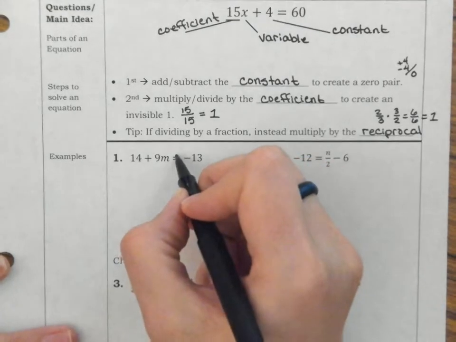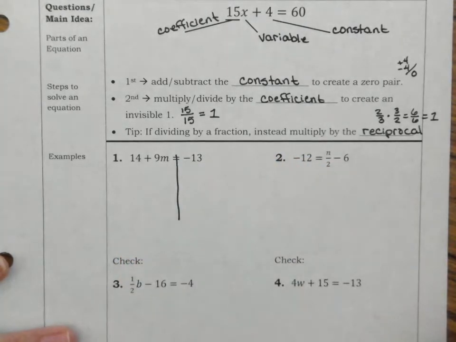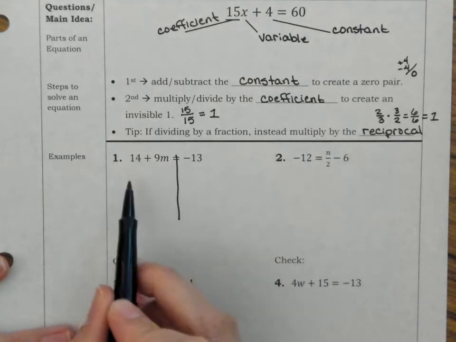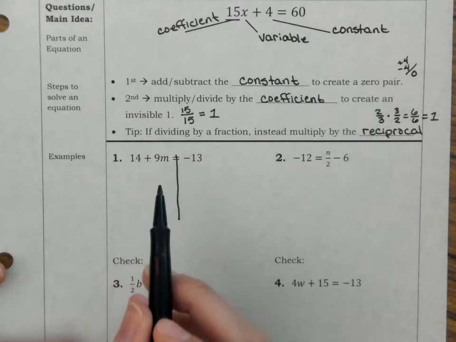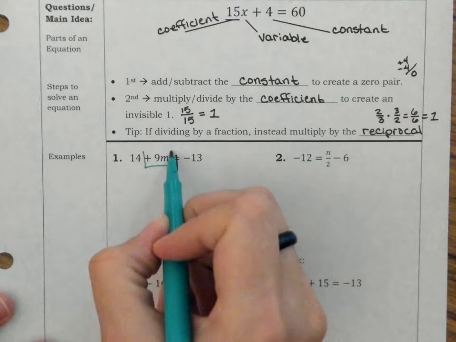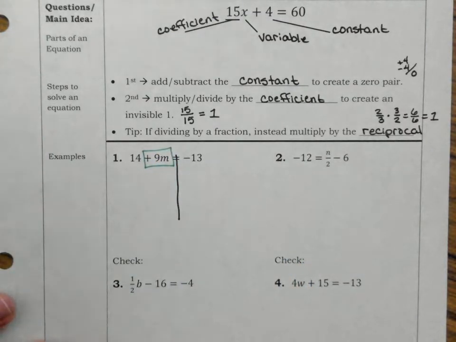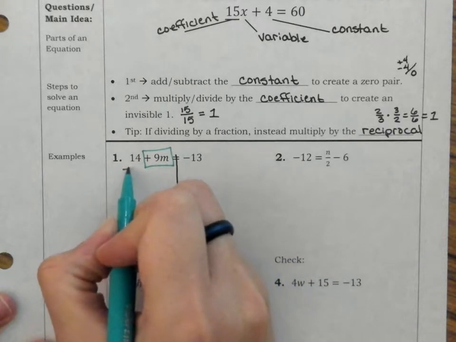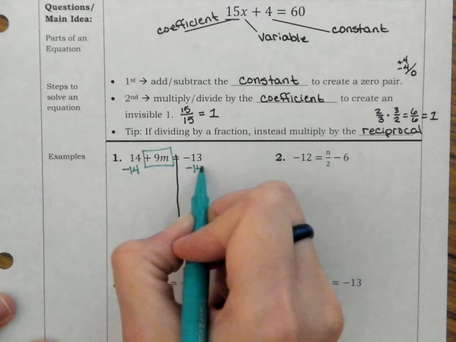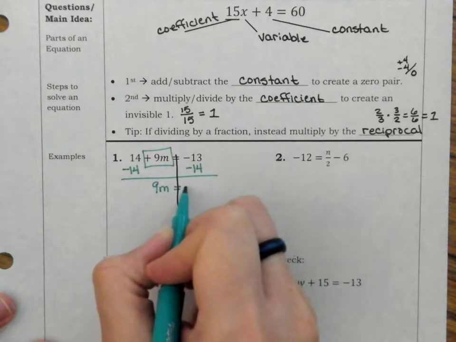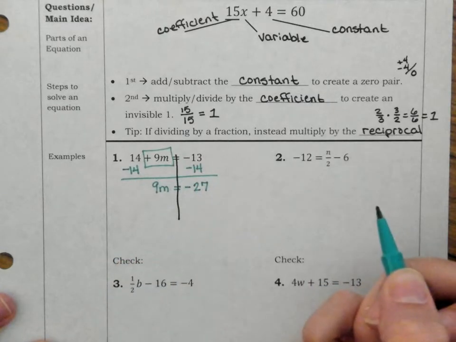So on number 1, I'm going to draw a brick wall. That brick wall separates my two sides, and you need to keep them separated. Whatever you do to one side, you have to do to the other. I also like to box in the variable term, and I include the sign. Okay? So if I box in the 9m, the inverse then is to subtract 14 on both sides. So now I have 9m equals negative 27.